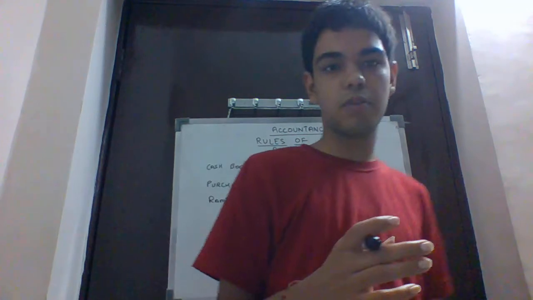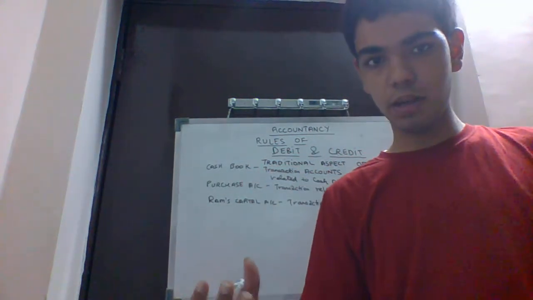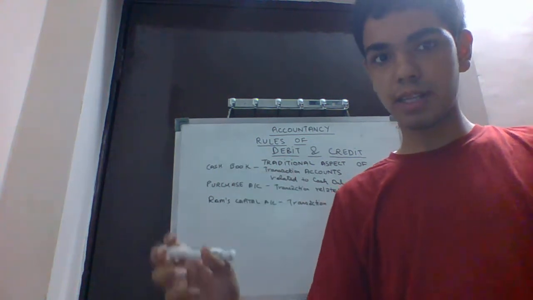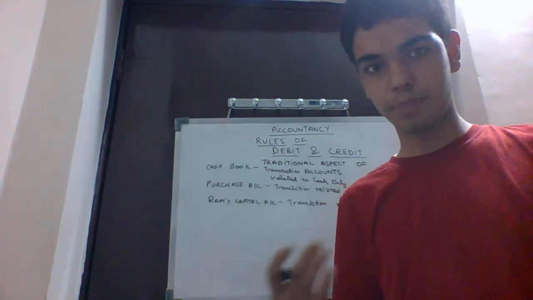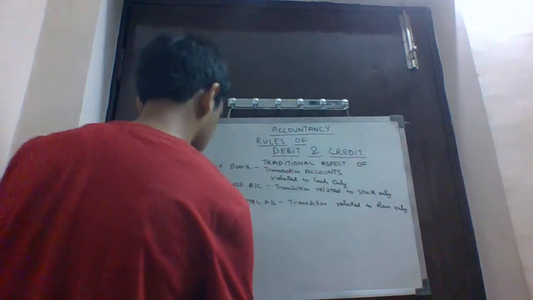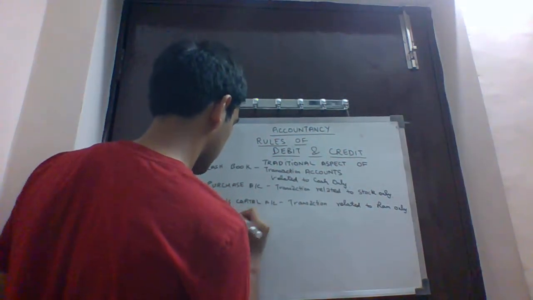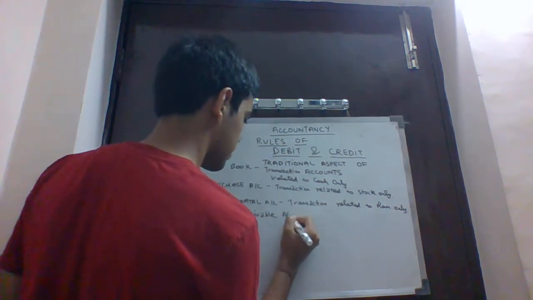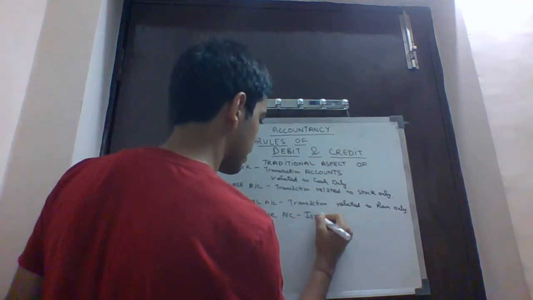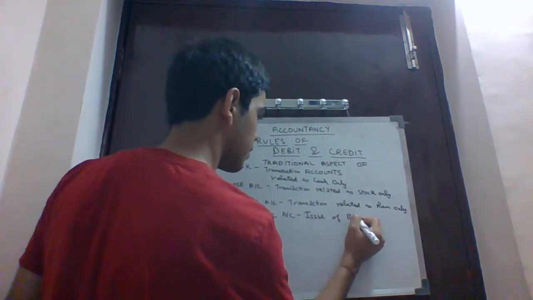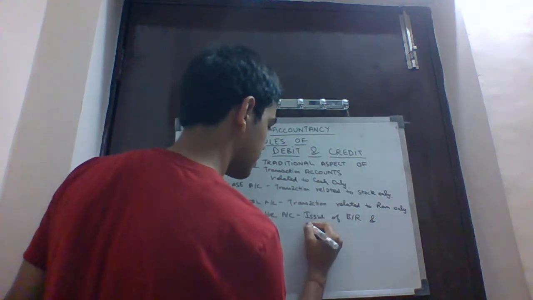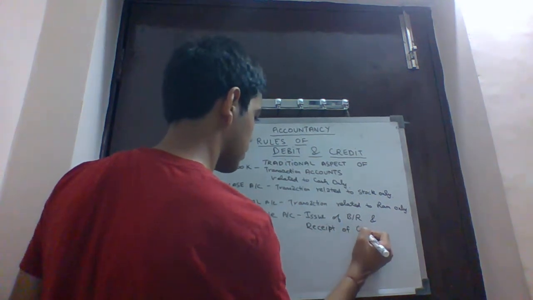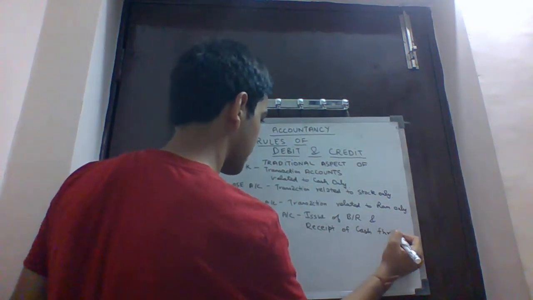Similarly, in case of bill receivable, you have transactions related to the issuing of bills receivable and the realization of bills receivable through receiving of cash respectively. I like to write on the board: bill receivable account, issue of BR, and receipt of cash through BR only.